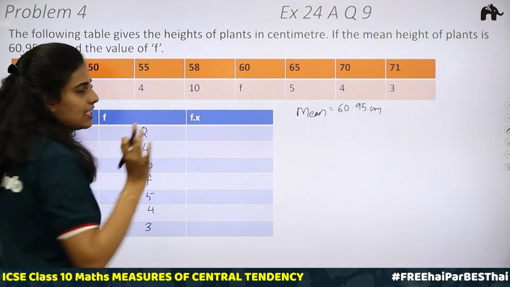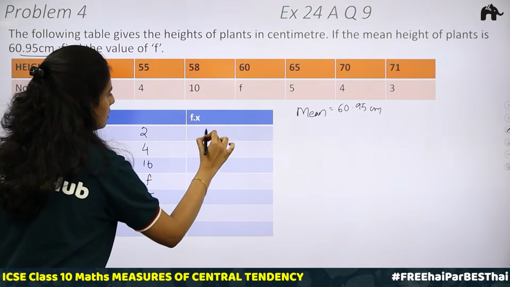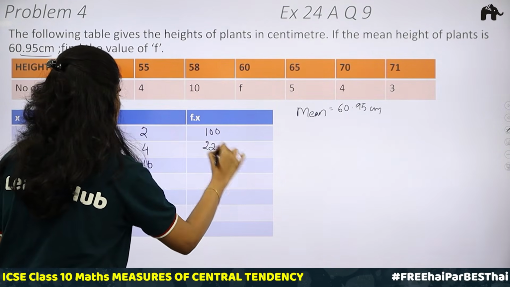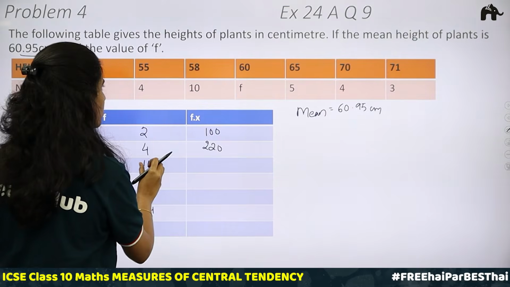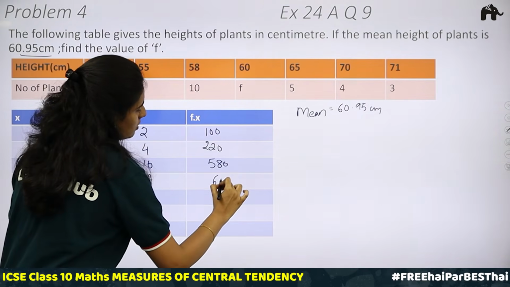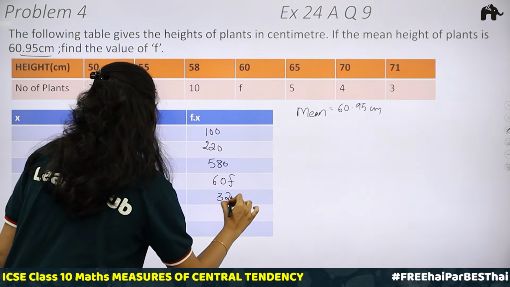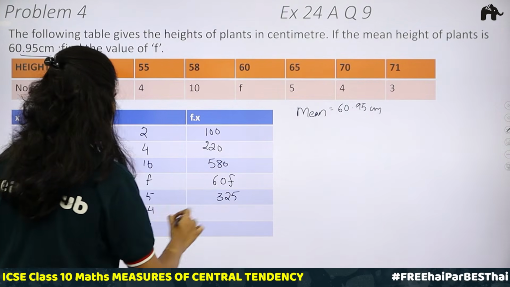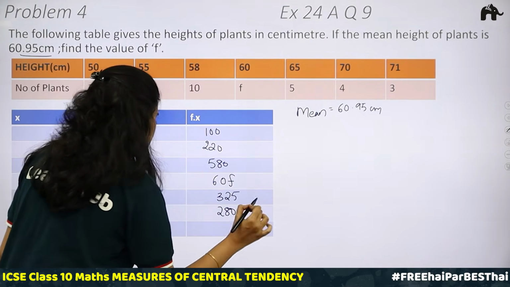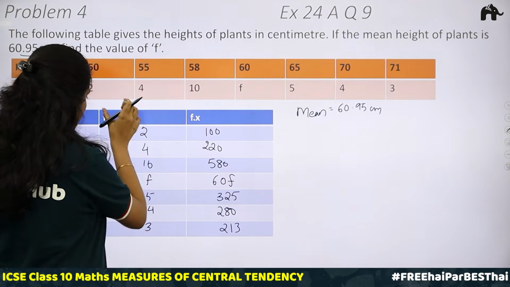Okay. Next is fx. fx means multiplying the frequency and the x value. 50 into 2 we get 100. 55 into 4 is 220. Then 58 into 10 is 580. 60 into f, you have to write it as 60f. Then 65 into 5 we get 325. 70 into 4 is 280. Then 71 into 3 we get 213. Okay, so we have fx values and f values.